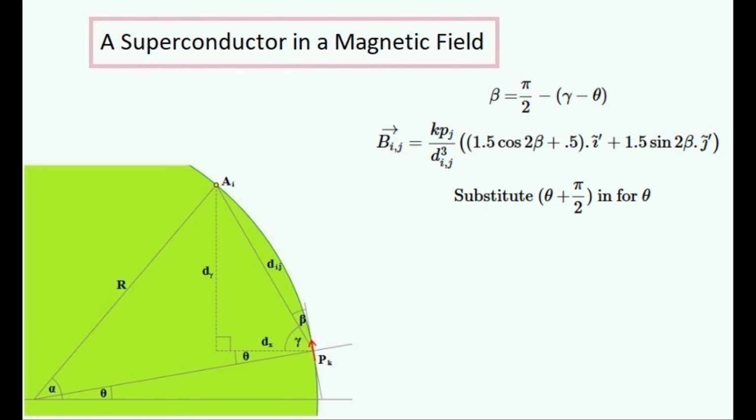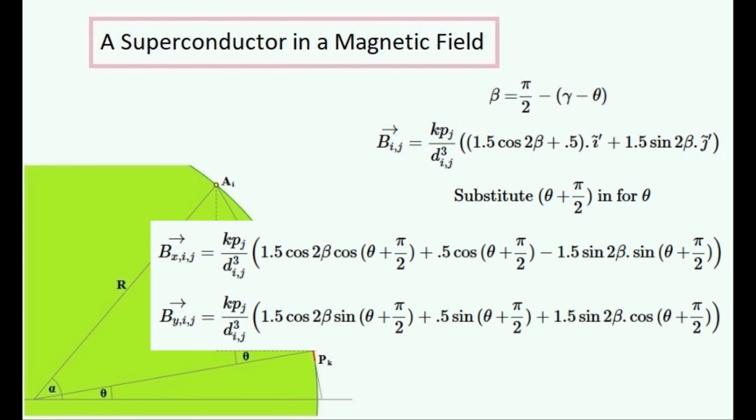And because this angle is tilted at right angles to theta, we'll make this substitution for all the occurrences of theta found in the next two equations, so that now they look like this.